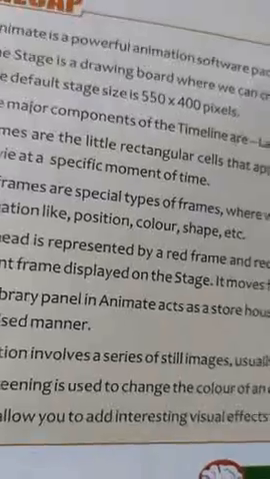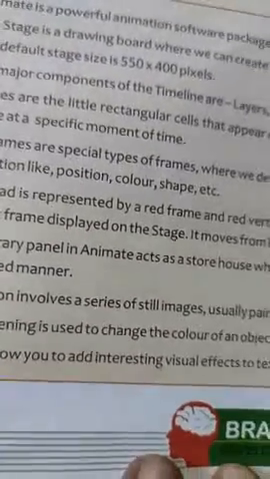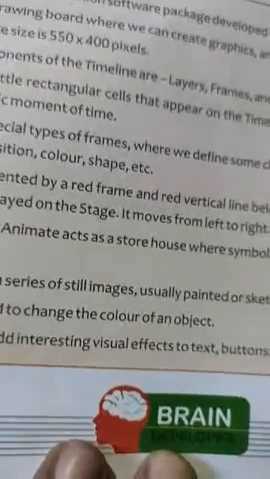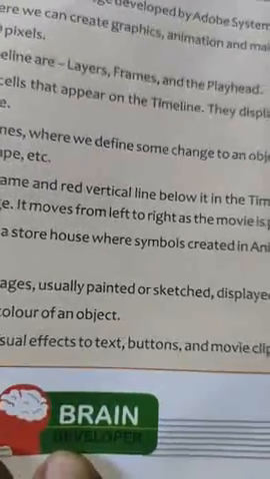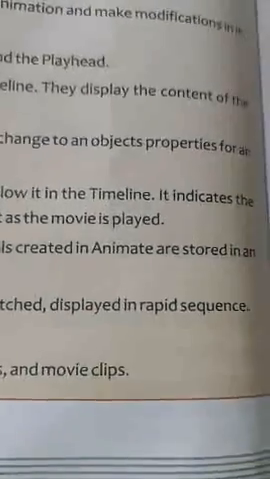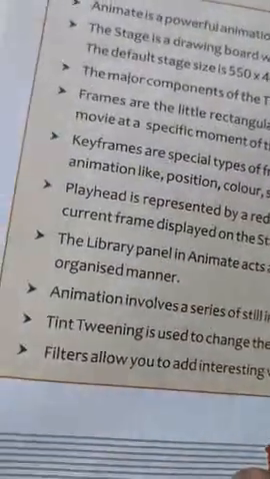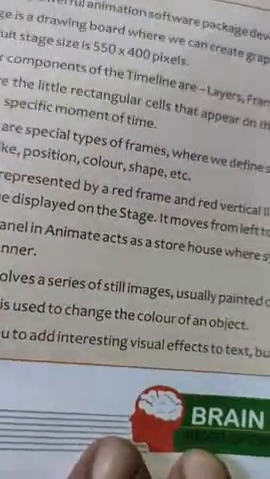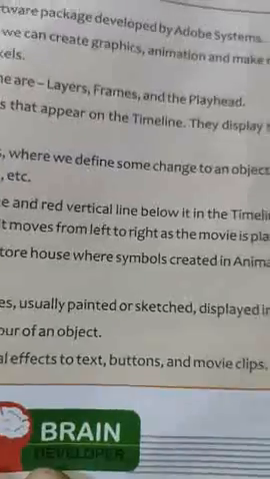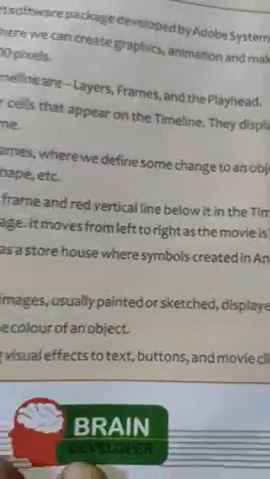Animation like position, color, shape, etc. Playhead is represented by a red frame and a red vertical line below it in the timeline. It indicates the current frame displayed on the stage. It moves from left to right as the movie is played.